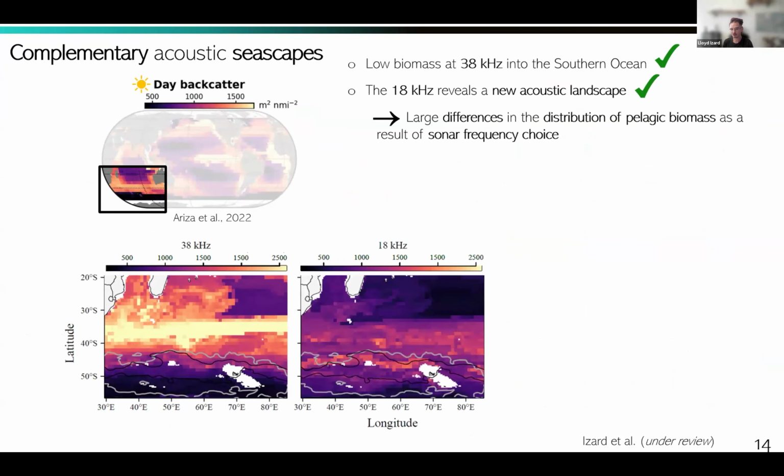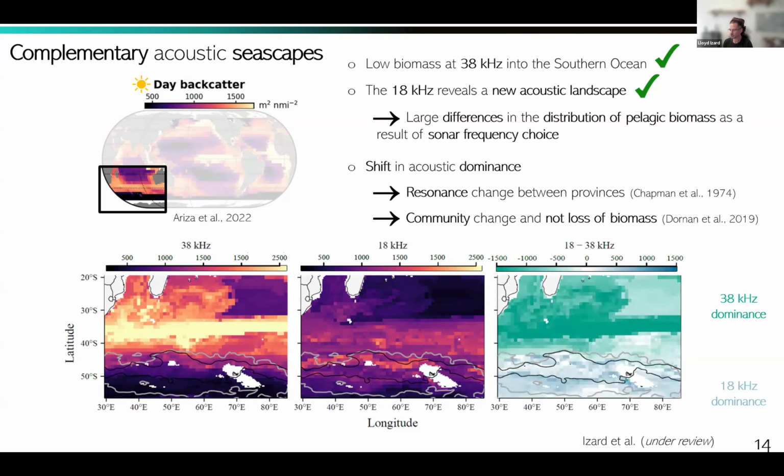And what we show at 18 kilohertz is that we reveal a totally new acoustic landscape, and we observe indeed large differences in the distribution of pelagic biomass as a result of sonar frequency choice. We can dig deeper into these results, and we can compute the difference between these 2 maps, and we observe a shift in acoustic dominance between the north and the south of the subantarctic front. This shift in acoustic dominance actually matches the change of resonance that was observed by Chapman and collaborators 50 years ago.